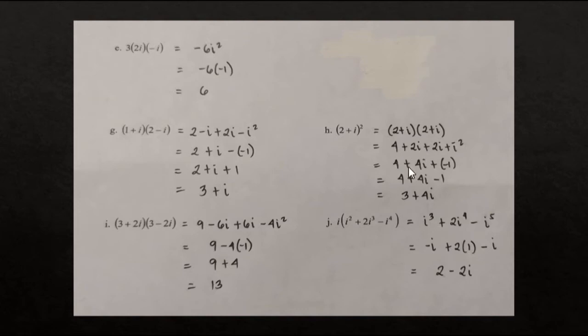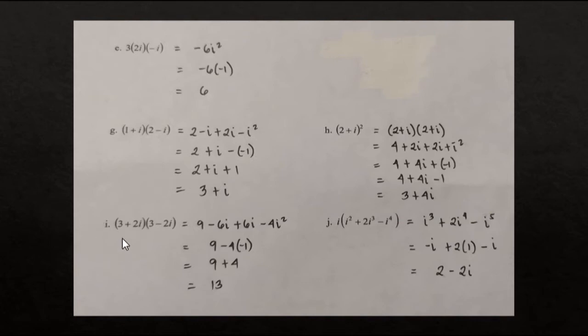So copy 4 plus 2i plus 2i, that is 4i, plus i squared is equal to negative 1. So 4 plus 4i, that becomes minus 1. Then 4 minus 1, that is 3. 3 plus 4i.